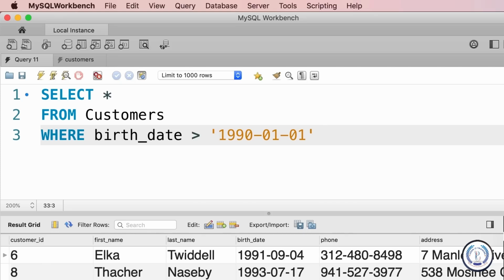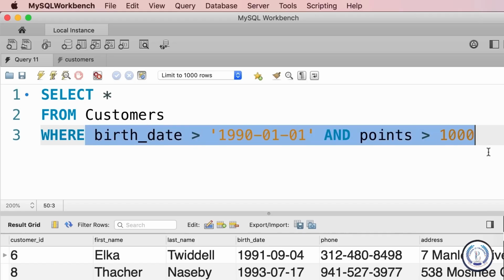Filtering data. So let's say we want to get all the customers that are born after January 1st, 1990, who also happen to have more than 1,000 points. So this is where we use the AND operator. We type out AND, and after that we type another condition, like points greater than 1,000. Now when we execute this query, we'll only get customers who have both these conditions.